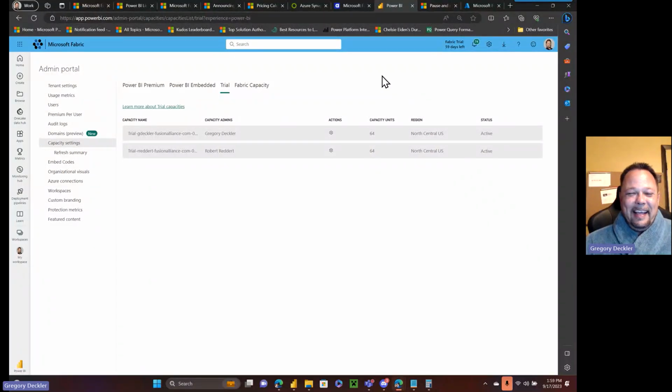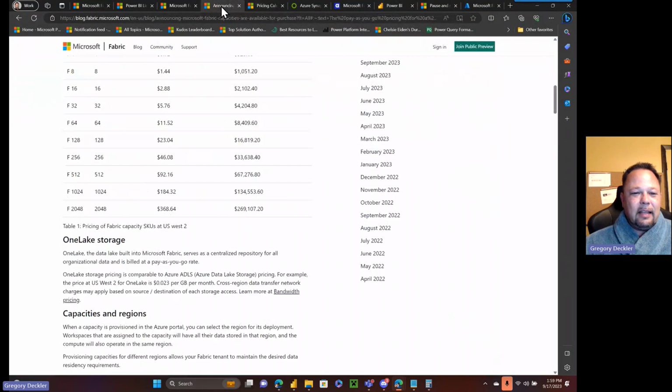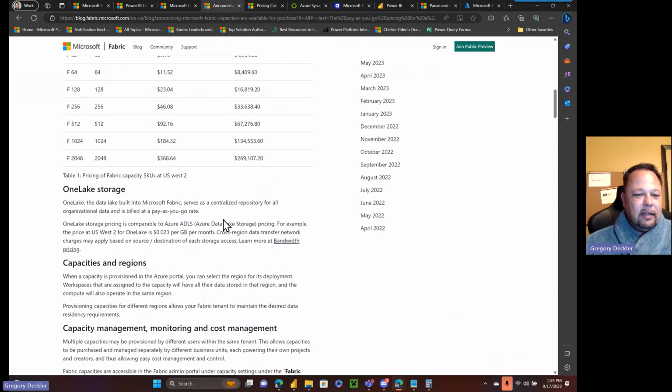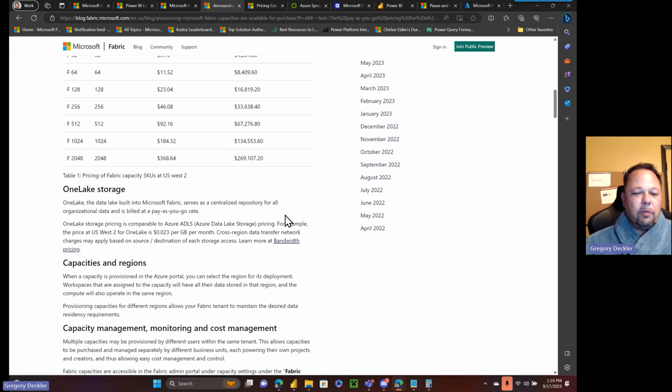So anyway, that's kind of it in a nutshell. The whole Fabric pricing stuff seems a lot more complicated, and there's going to be a lot. Oh, that's right, cross-region data transfer network charges may apply based on source and destination, blah, blah. See, all this stuff you never had to worry about with Power BI Premium. You can just put stuff in there and store it in there, and same charge every month. So yeah, it's no longer that simple.